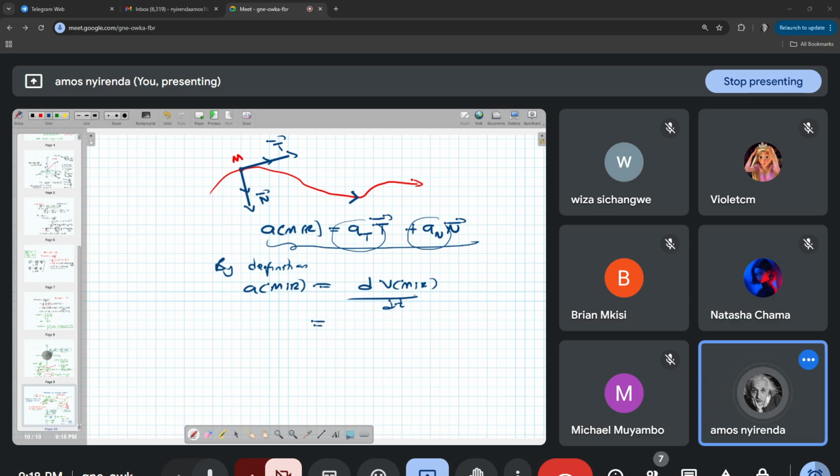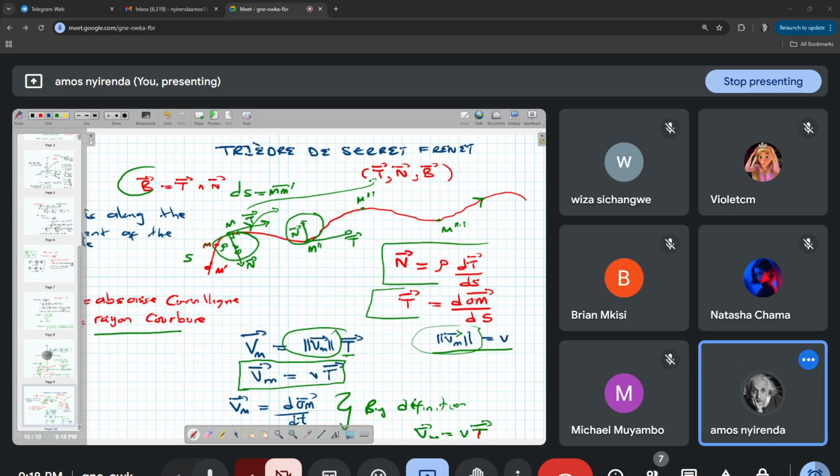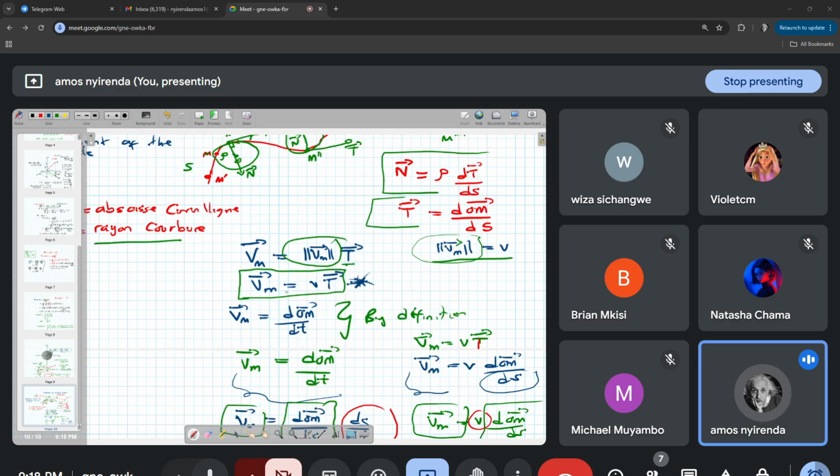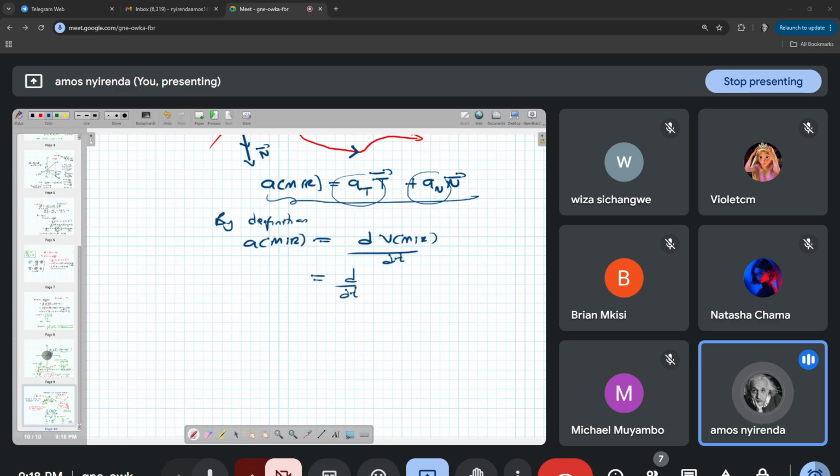Now, if you look at velocity, for la base de Frenet, what is the expression for velocity? Let me just go back up. For la base de Frenet, this is the expression we're going to use for velocity. So if I get this expression and inject it in this definition for acceleration, I'm going to have V and T, like so. This is what acceleration is.